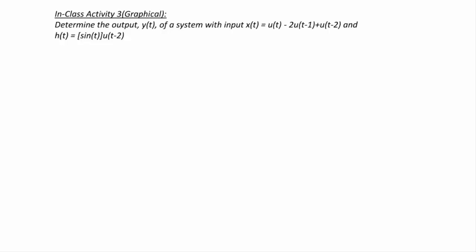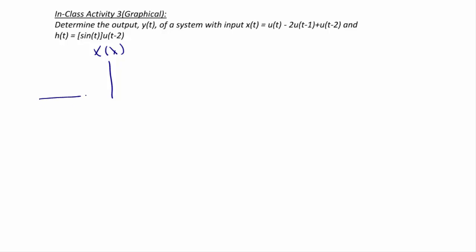Okay, let's look at another example. Determine the output y of t of a system with input x of t equal u of t minus 2 u of t minus 1 plus u of t minus 2 and h of t equals sine of t u of t minus 2. As we've done on the prior examples, we are going to flip and slide h of t. So first let's sketch x of lambda.